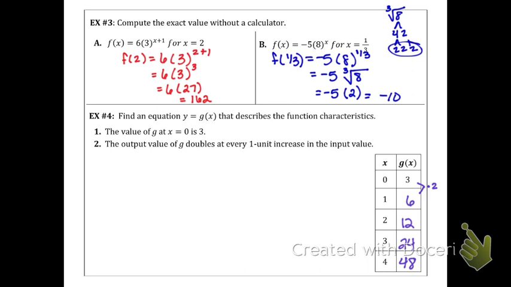So we want our equation. We know our initial value, our a is going to be 3. Our base is the rate at which it's changing, so it's going to be 2. And so our equation is just y equals a times b raised to the x.